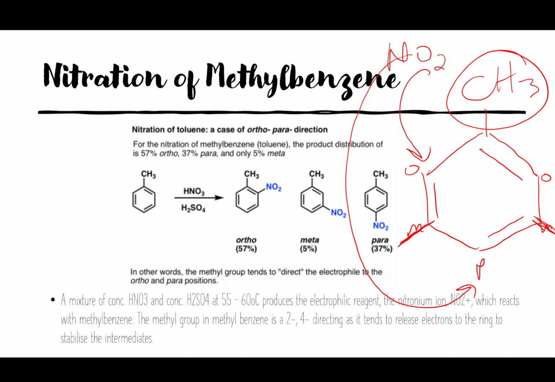So that's how we see now that the ortho position tends to be stable. We have 57% of our products being ortho isomers, 37% of our mixture being para isomers, but only 5% by chance being meta. So what we're saying is that the methyl group is an ortho para directing group because the products with the highest stability are our ortho isomers and our para isomers. Questions? Any questions?